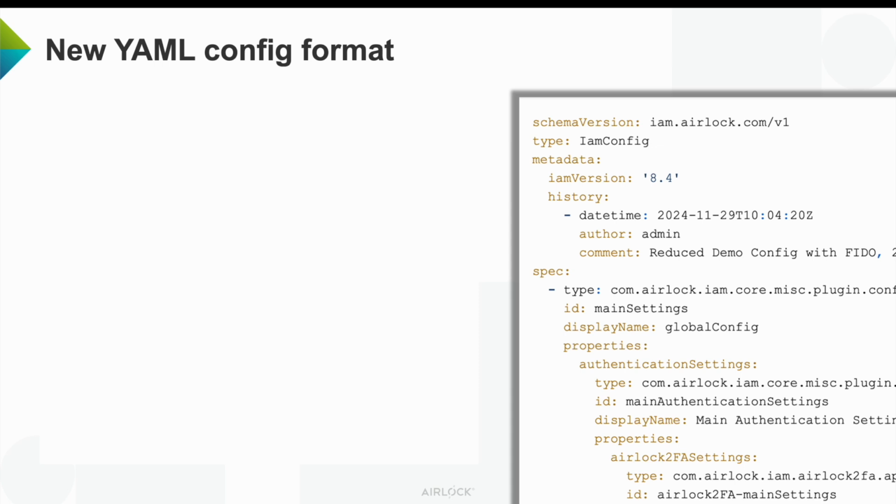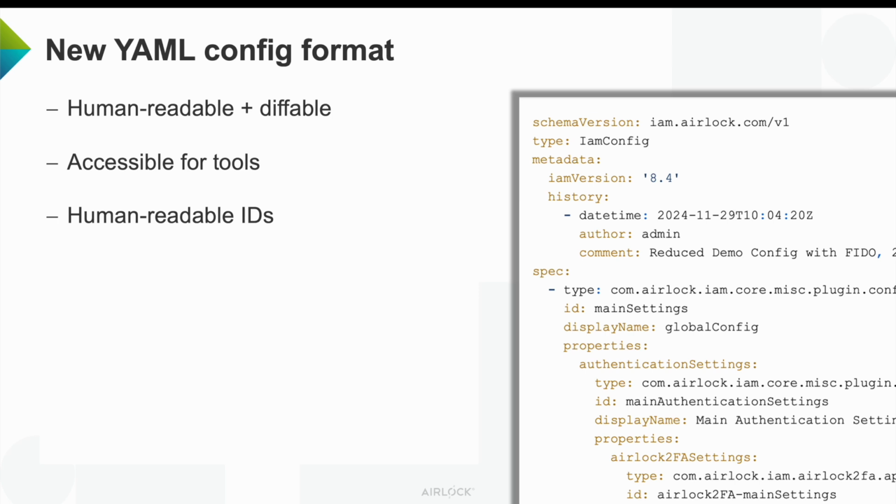The first new feature is the new config format based on YAML, as you can see on the right on this slide. It's better human readable, it's better diffable, it's easier to adapt. It's also better accessible for tools like YQ and other command line tools, and easier to manipulate automatically. We allow you to use human readable IDs instead of UUIDs, which makes script manipulating config files a lot more readable.